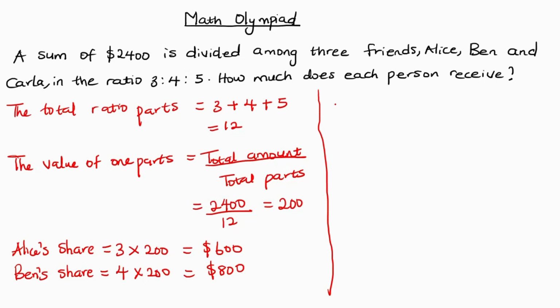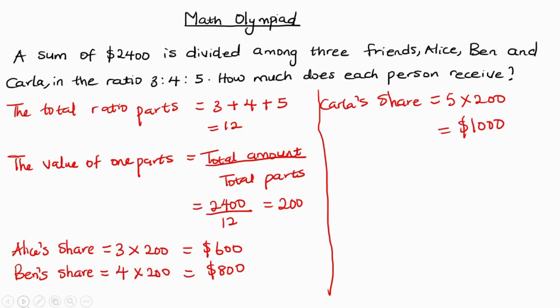Now, lastly, for Carla's share, Carla's ratio is given to us to be 5. So this becomes 5 times 200, and this is equal to $1,000. Now the amount each person receives is, for Alice $600, for Ben $800, and for Carla $1,000. So this is how you can solve a question like this.